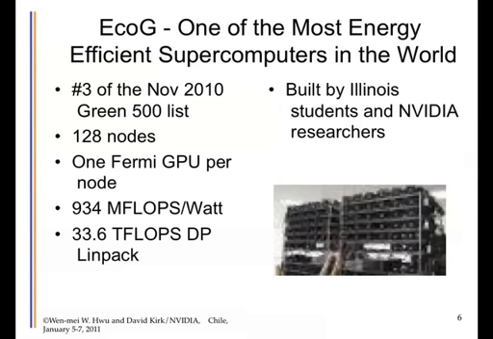There is a less production-oriented system called EcoG. This is a working example of why some of these systems, which David was talking about in his keynote, will likely be GPU-based. It's one of the most energy-efficient supercomputers in the world. It's number 3 in the November 2010 Green500 list. It has 128 nodes, with one GPU per node. And it hits about 934 megaflops per watt for LINPACK. It's a very, very energy-efficient system.